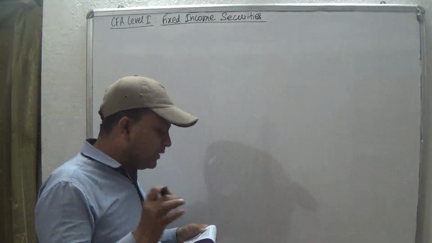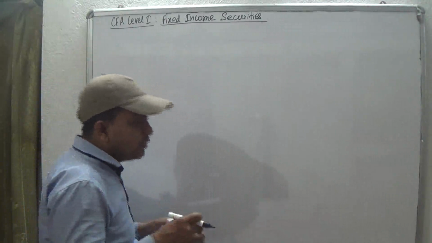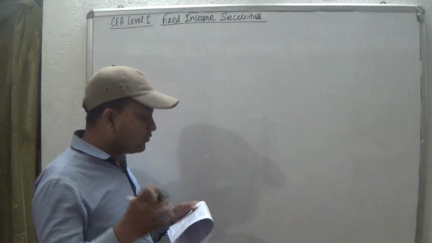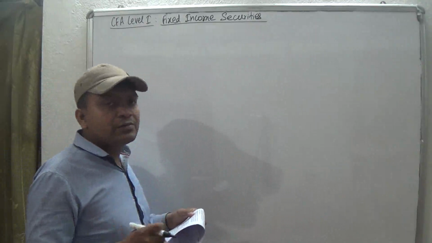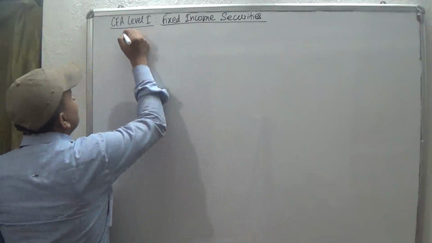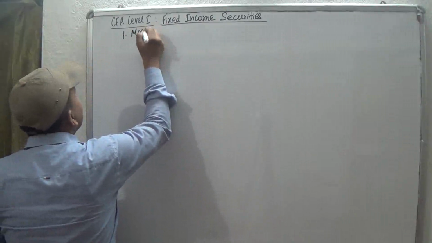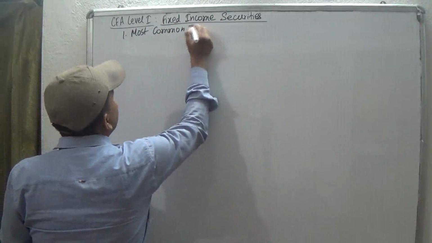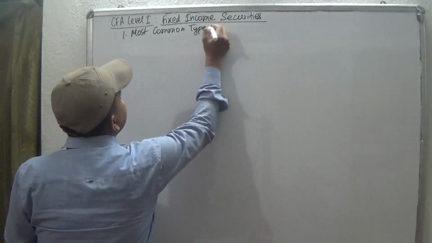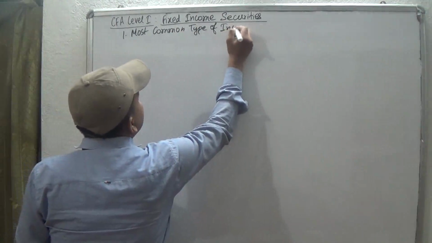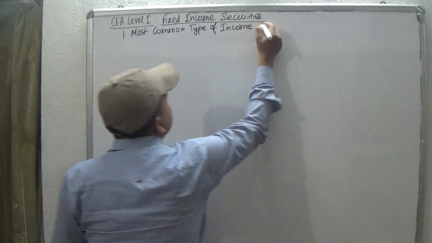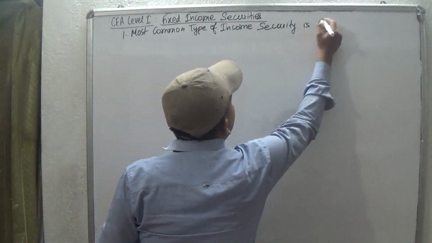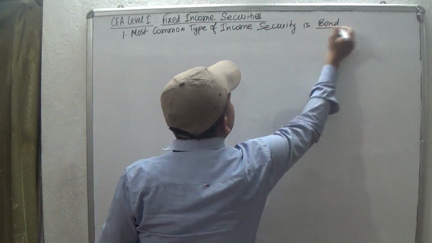Here, the most common type of fixed income security is the bond. Please write down: the most common type of fixed income security is the bond. Now, what do you understand by the bond?